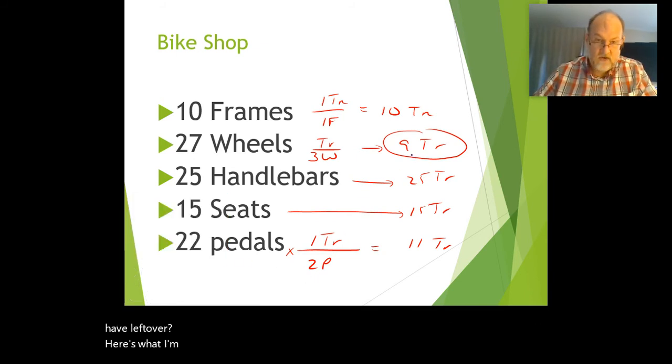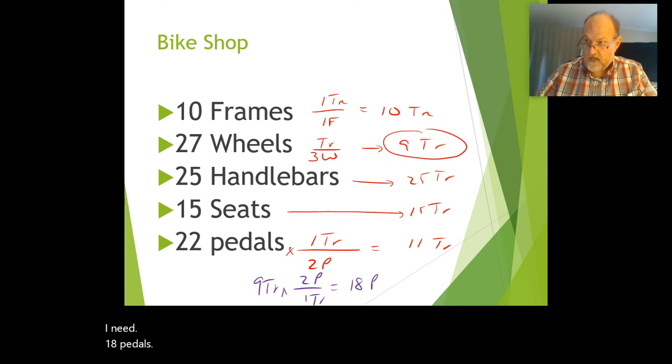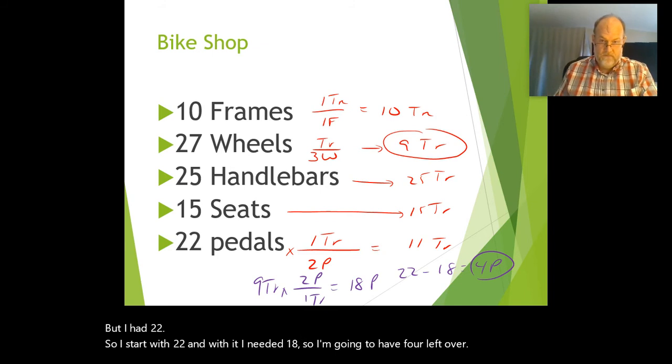Well, here's what I'm thinking. I can make 9 tricycles. So with 9 tricycles, I need 18 pedals. But I had 22. So I start with 22, and I end with 8. I needed 18, so I'm going to have 4 left over. I'm going to have 4 pedals left over.